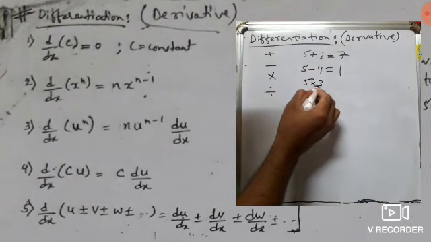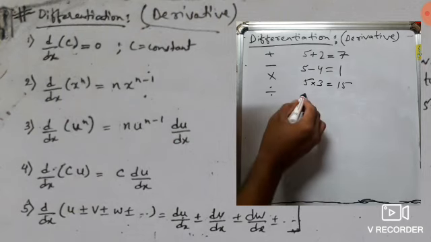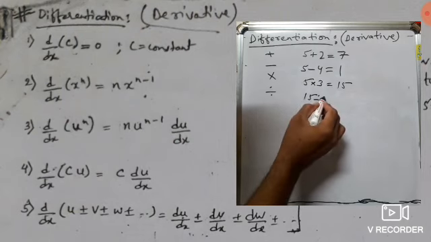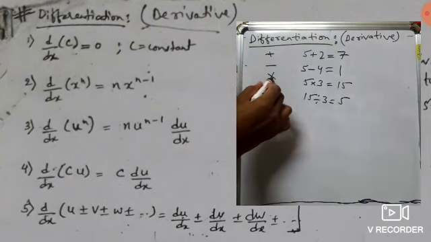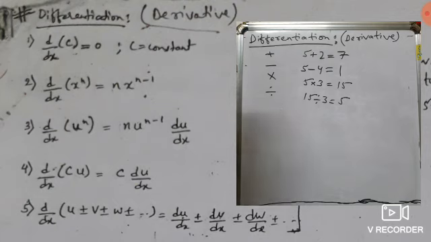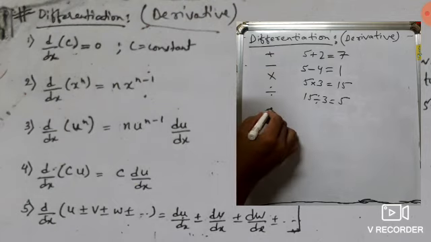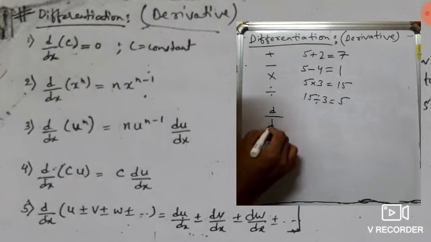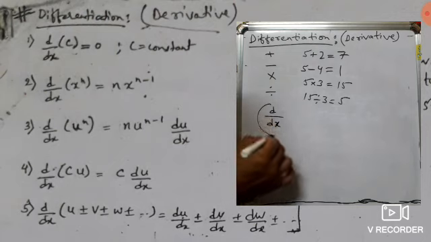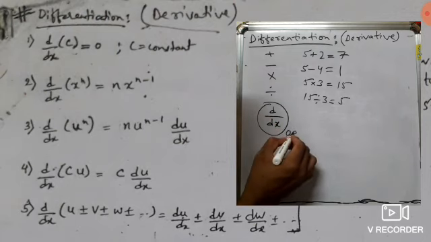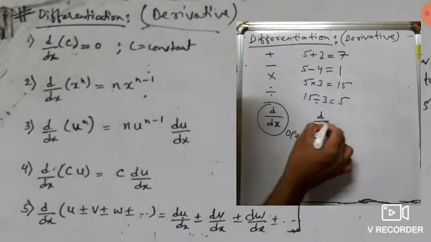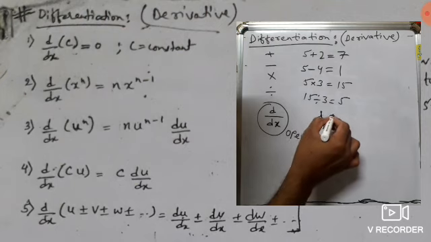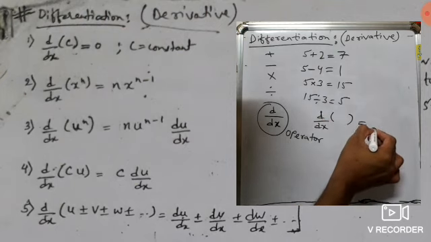5 into 3 will give 15. 15 divided by 3 will give 5. So plus, minus, multiplication and division are operators. Similarly, differentiation is given by d by dx. It is also an operator. D by dx of some value will give a new value.